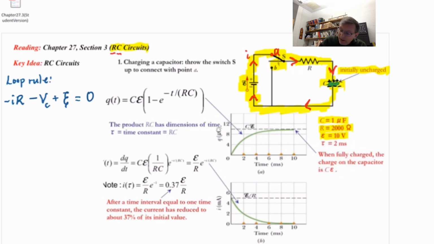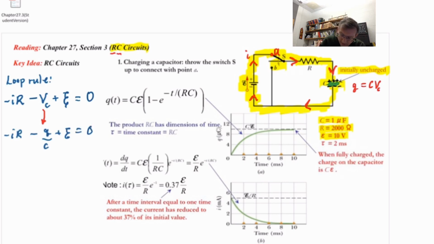Now I do add one more piece of physics. It's that potential drop across the capacitor. Chapter 25 taught me that the governing equation for a capacitor is Q equals CV, where the V means the V across the capacitor. So that's what I'm going to use. Now rearrange that. V is Q over C. So this is minus IR minus Q over C plus EMF must equal 0.